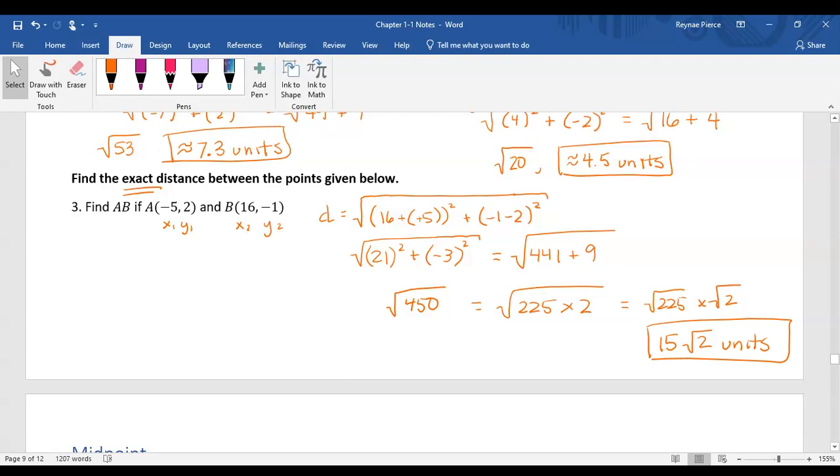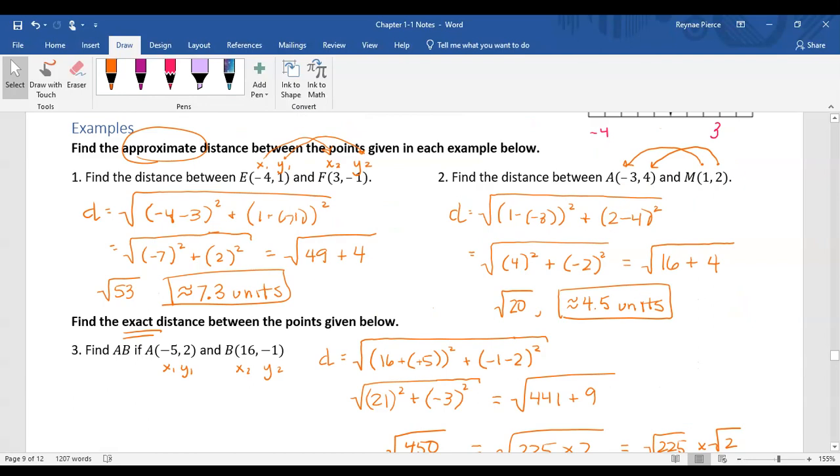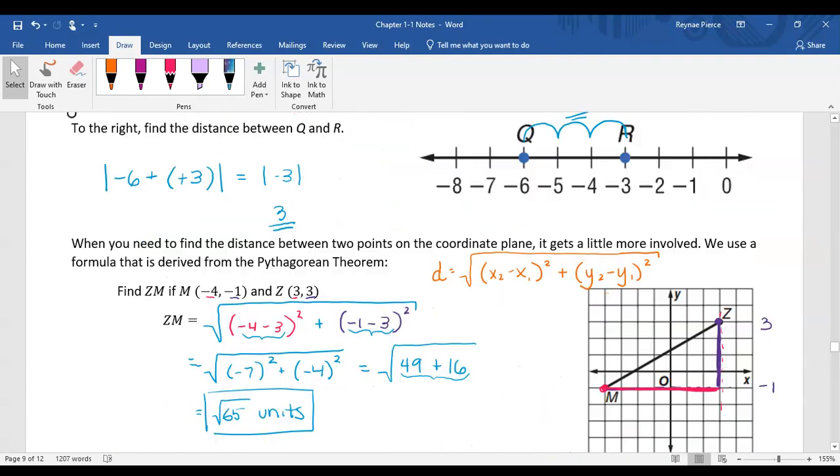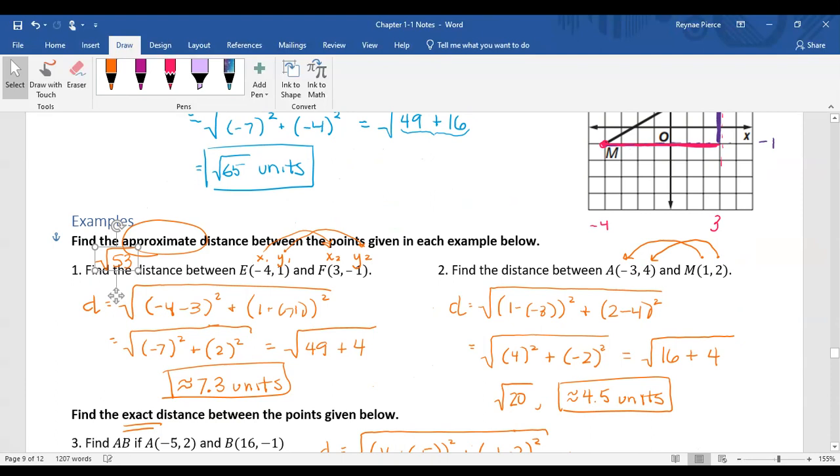Again, you'll have to pay attention to exact or approximate. That will tell you if we want to round or leave it as a simplified radical. And this equation here, you will not have to memorize, so don't worry about that.